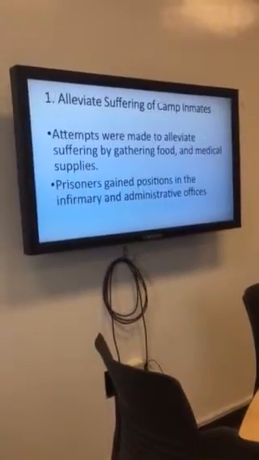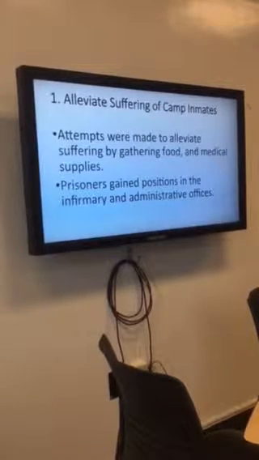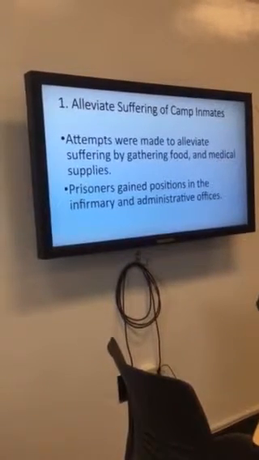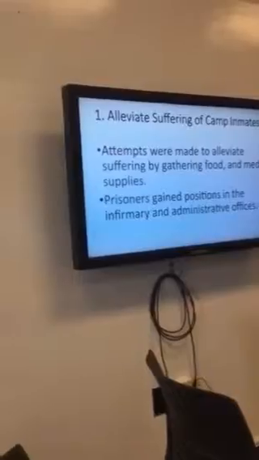Alleviating suffering of camp inmates. It was to attempt to gather food and medical supplies. If you happened to be in a camp in Poland, you were better off because the Polish population was more willing to help than the German population with this. And the Jews who were working in the administrative offices and medical, cooking, they were the ones smuggling supplies into the rest of the inmates.